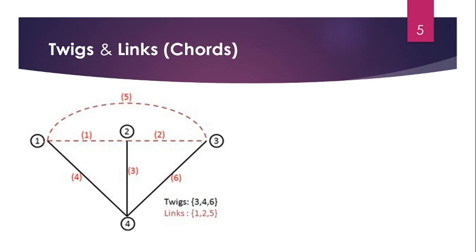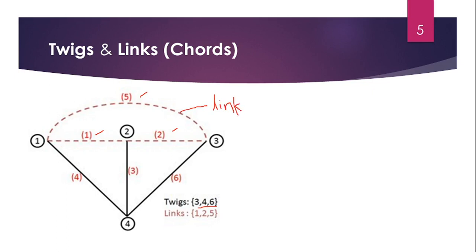Here the tree is selected for branch 4, branch 3, branch 6. All the nodes are connected, so we can say this is a tree and there is no loop. And here the dashed lines are the branches which are not covered for this tree of 3, 4 and 6. So these branches are 1, 2 and 5, that are known as your links.